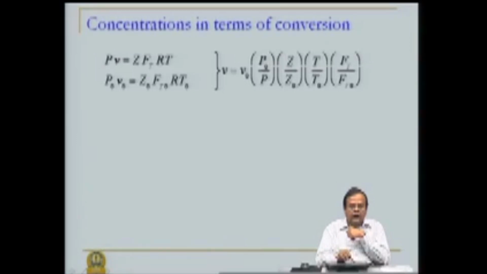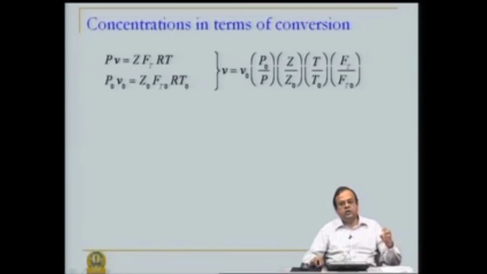Notice now I can combine these two equations, and that will result in the volumetric flow rate V at the exit of the reactor being different from the volumetric flow rate at the entry of the reactor, because pressure, temperature and flow rates are changing along the length of the reactor.